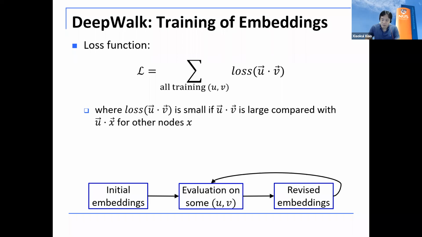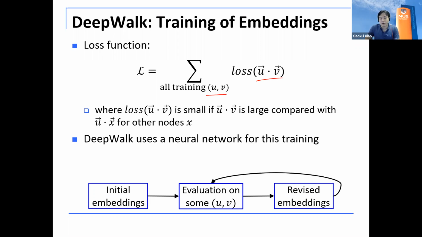The loss function would take a look at each node pair in the training sample and check the inner product of those node pairs' embeddings. So if the inner product is large, then the loss for this particular node pair is considered small. Otherwise, the loss would have a large value for this node pair. And what DeepWalk would do is to train a neural network to minimize the sum of this loss value for the training samples in the training set.